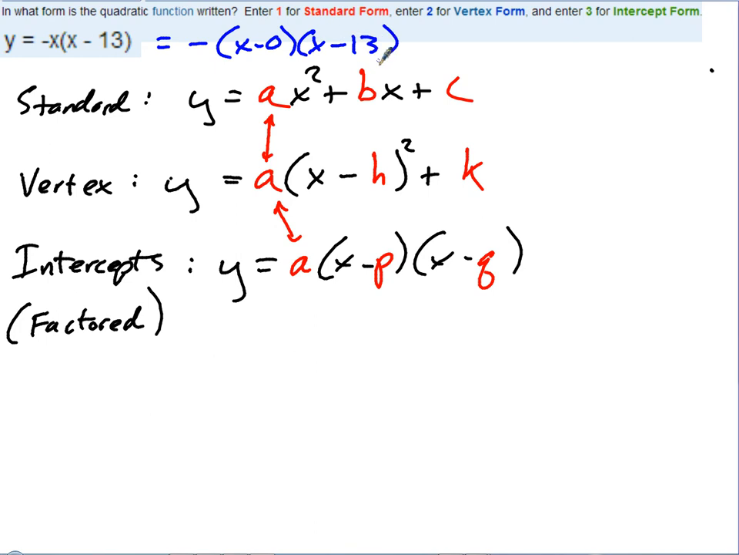How'd you get there? Didn't you just change that from vertex to intercept? No, it was always intercept. It's intercept the whole time, because there's no square root or plus k in there. Right. It could be plus 0.